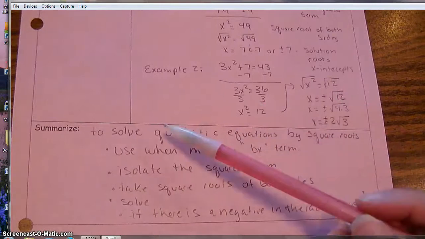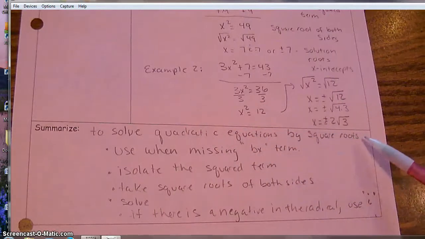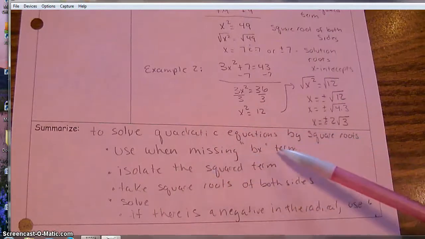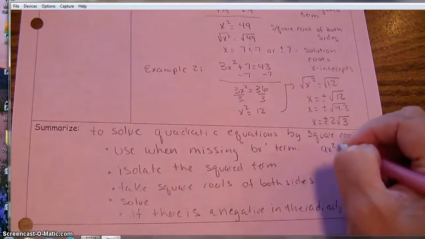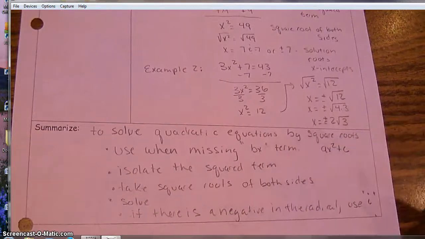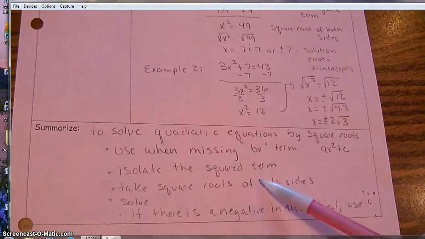Alright, to summarize, to solve quadratic equations by square roots, you're going to use this when you're missing the bx term, when you just have it in the form of ax squared plus c, no bx term. To do that, you're going to isolate the square term, take the square roots of both sides, solve, and then remember, if there's a negative left in the radical, you've got to bring it out and use i.